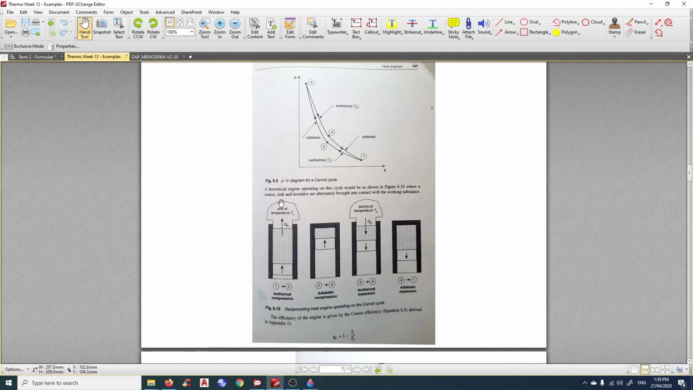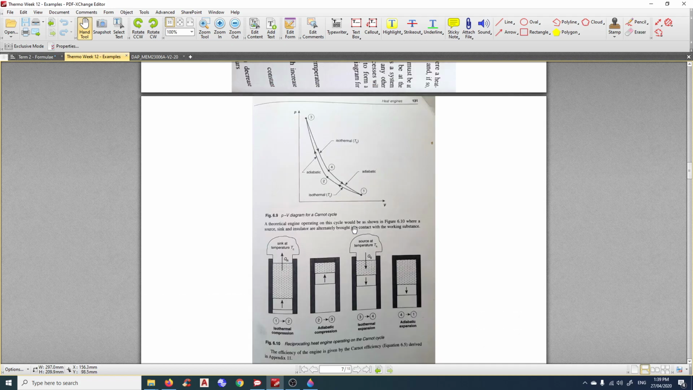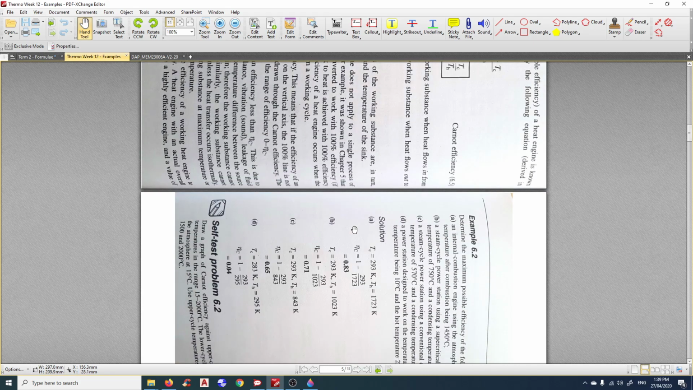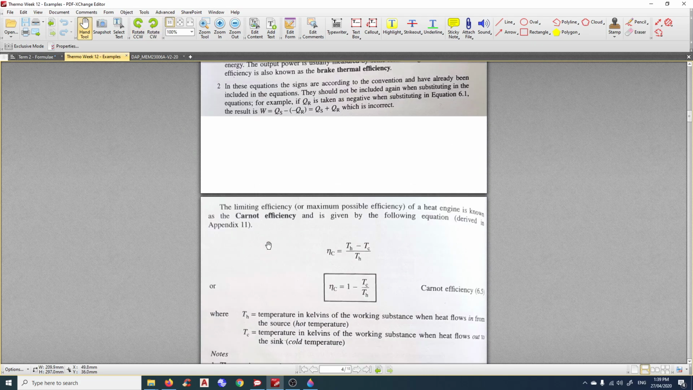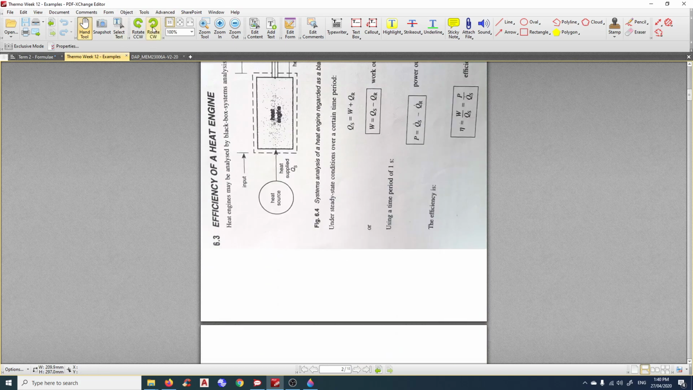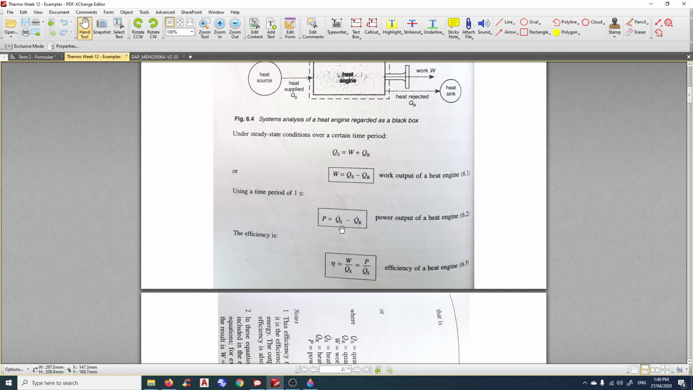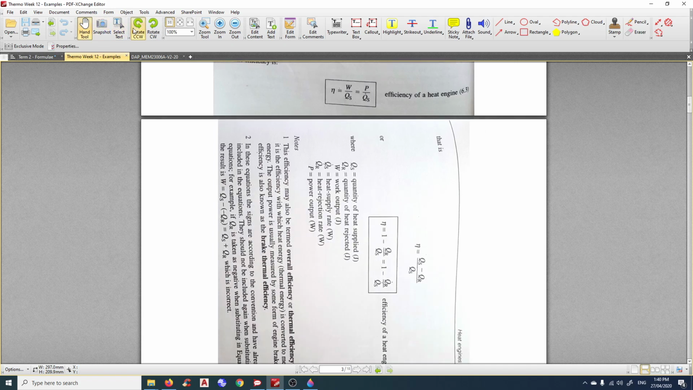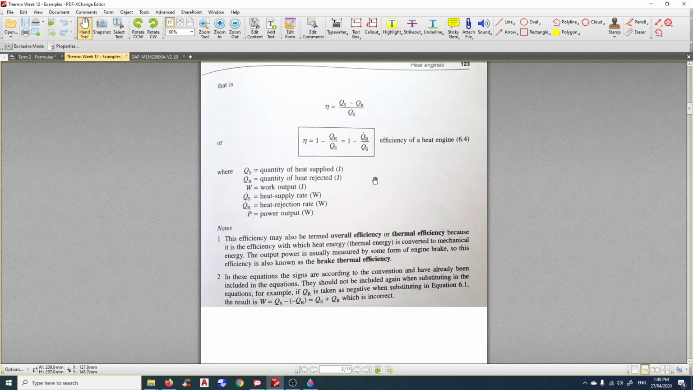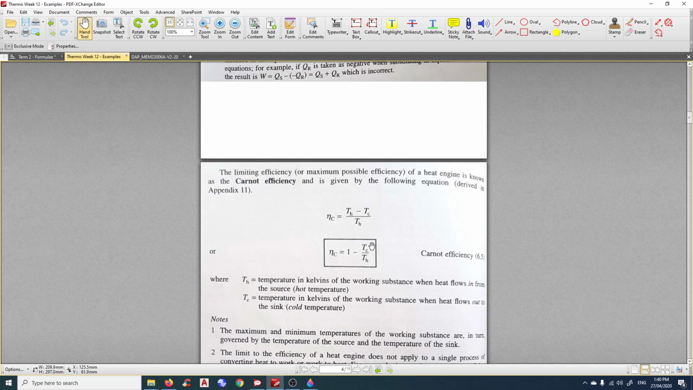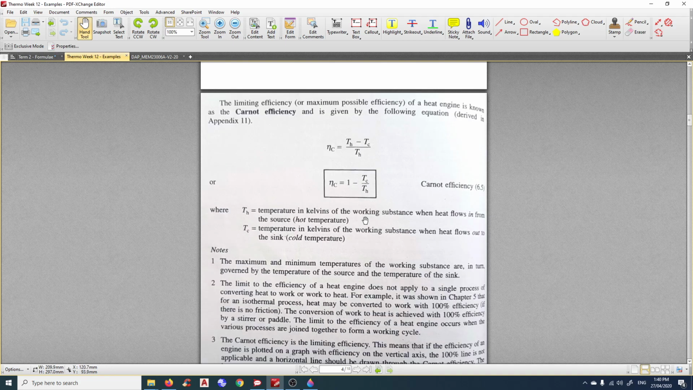Now, this is a theoretical engine cycle, which is not going to be achieved in the real world, but we can use it as a model. So the Carnot cycle will be governed by this formula as well as this formula, the efficiency and the maximum possible efficiency. Okay.